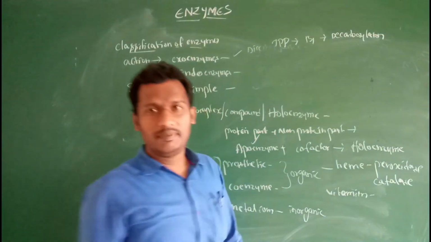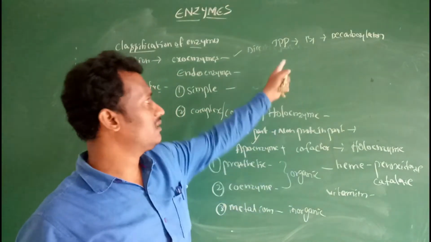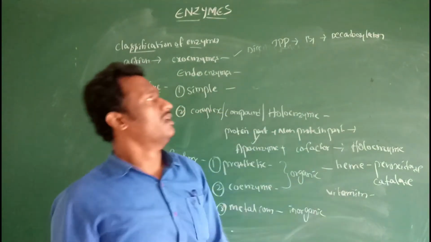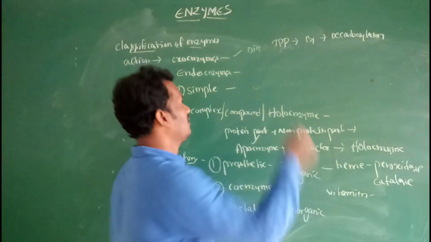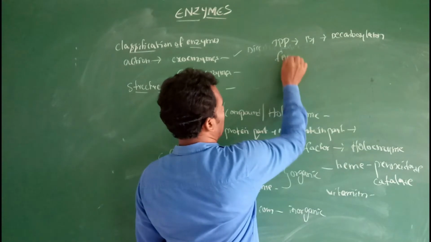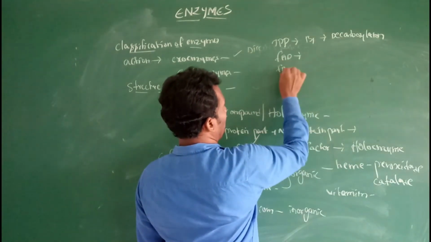Decarboxylation. So TPP, thiamine pyrophosphate, vitamin B1. Generally its function is decarboxylation. Next one, FAD and FMN.